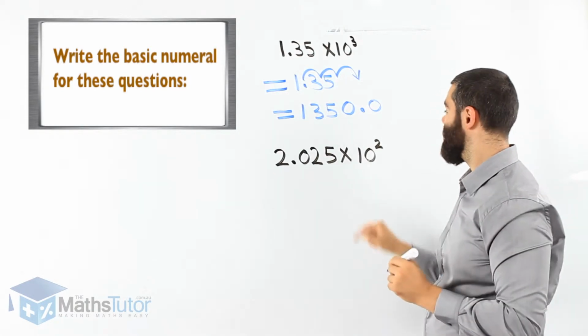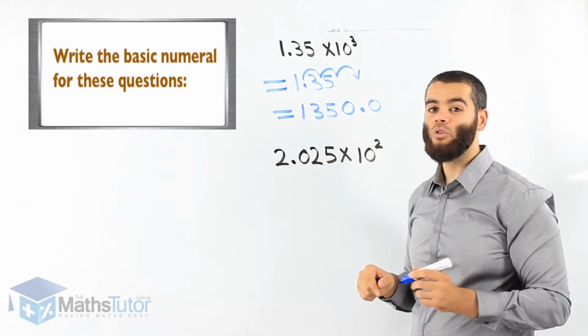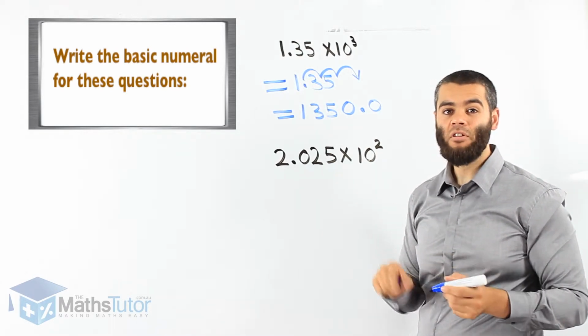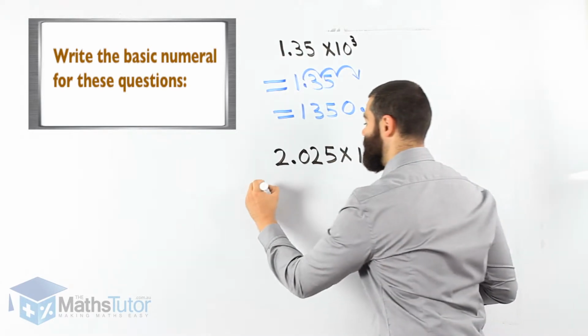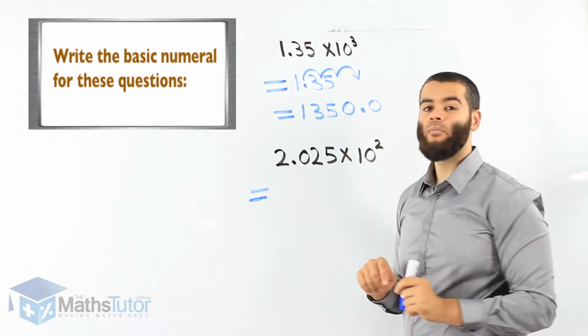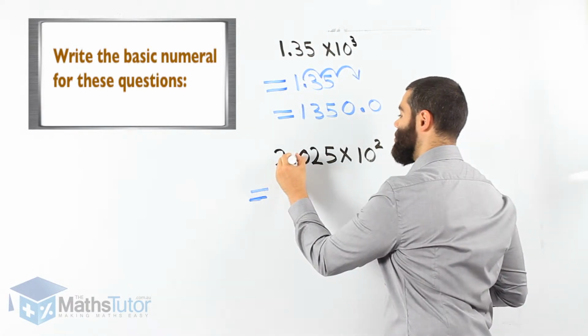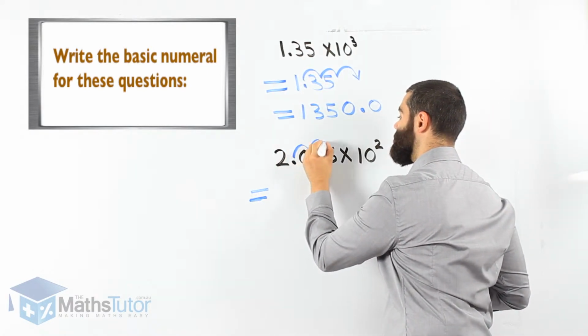2.025 times 10 to the power of 2. We're going to jump how many times? 2 times. We're going to grab our point and we're going to jump to the right twice. 1, 2.